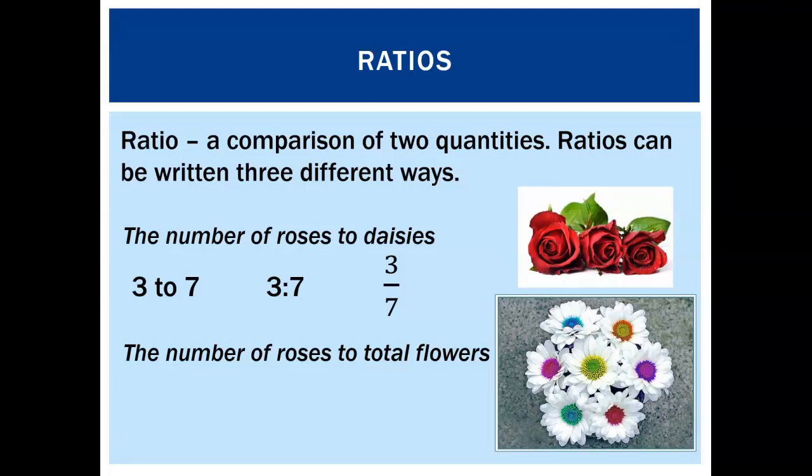When writing a ratio comparing a number to a whole, we typically use the words out of in place of the word to. Both are acceptable, but out of is more accurate when comparing to a whole. To write the ratio, we would say 3 out of 10 are roses, or write 3:10 or 3 over 10 as a fraction. Let's try some examples.